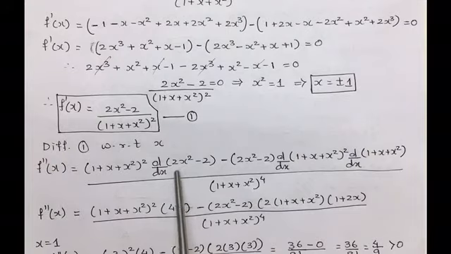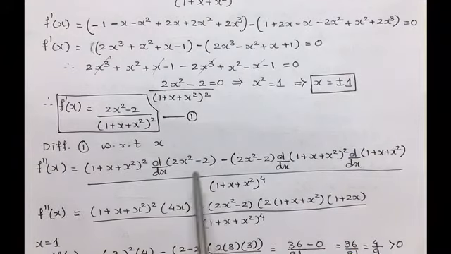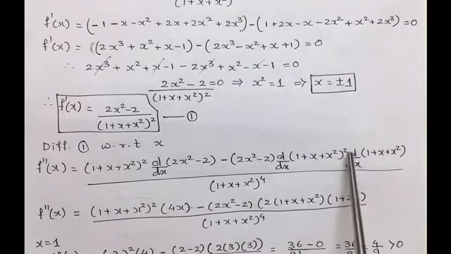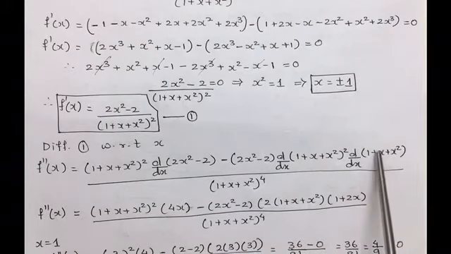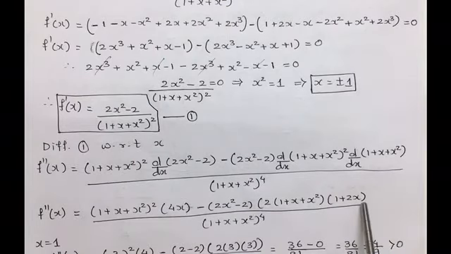Differentiating the first bracket, 2x square minus 2, we get 4x. Here first is the derivative of power, that gives 2 (1 plus x square), and the derivative of the bracket we get 2x, and whole divided by (1 plus x square) whole squared raised to 4.